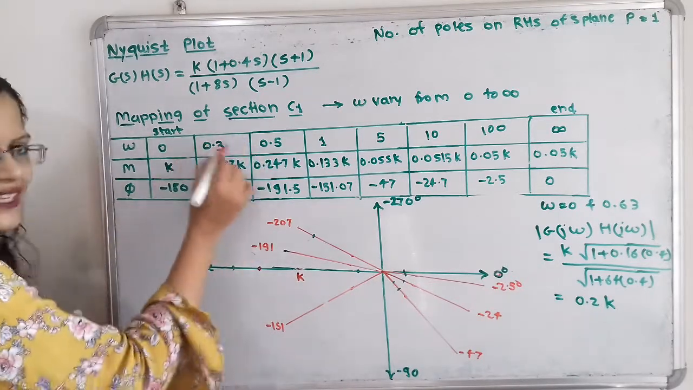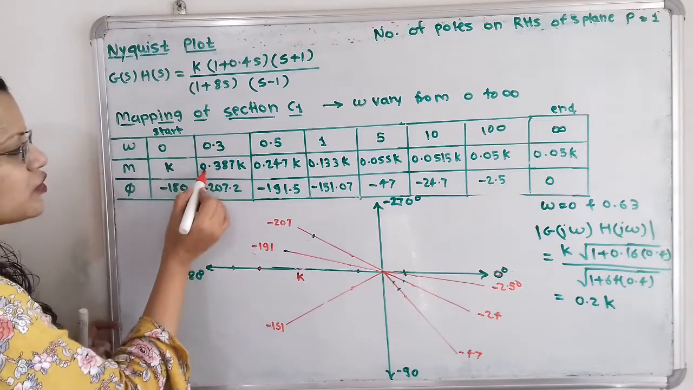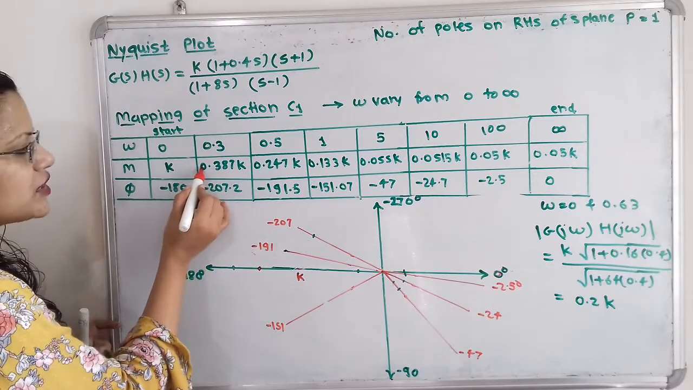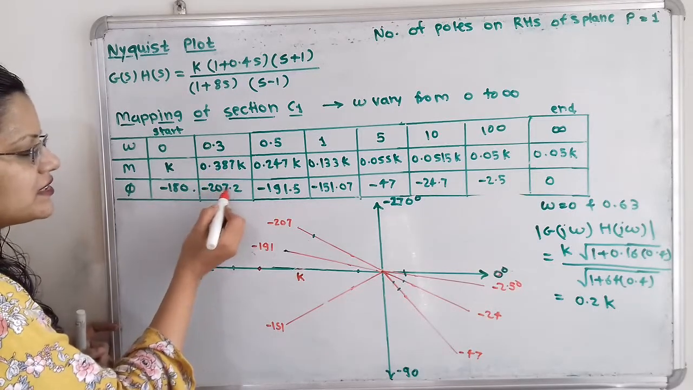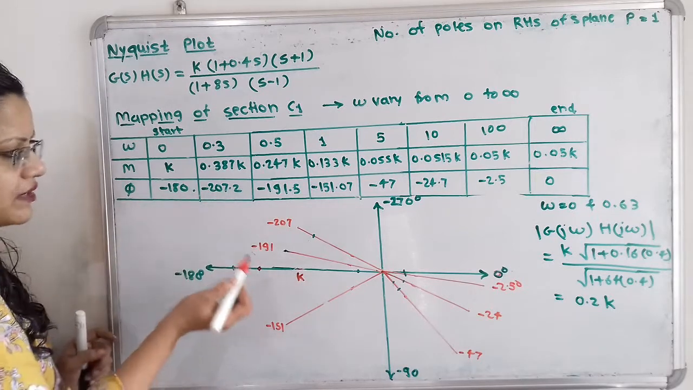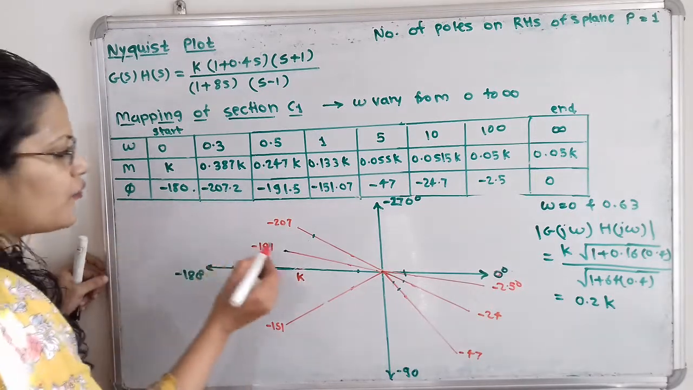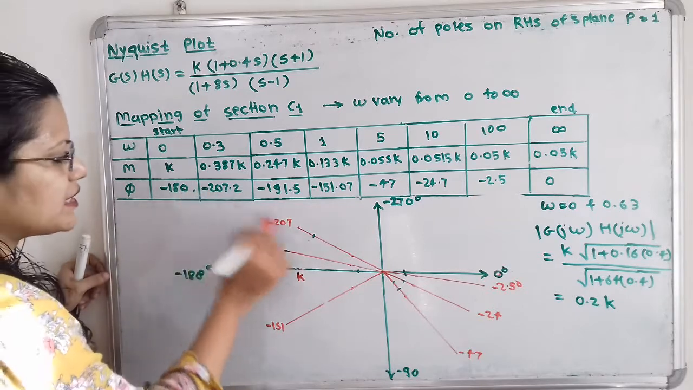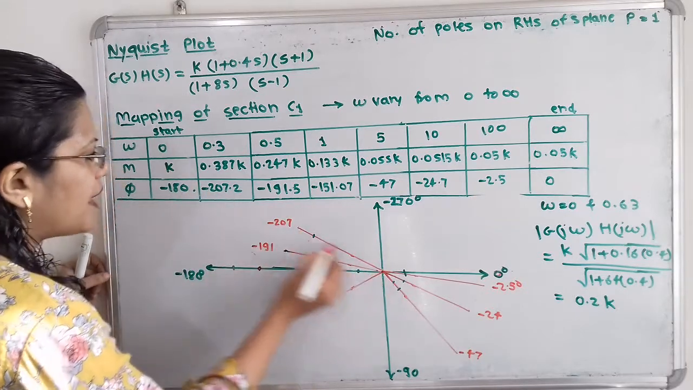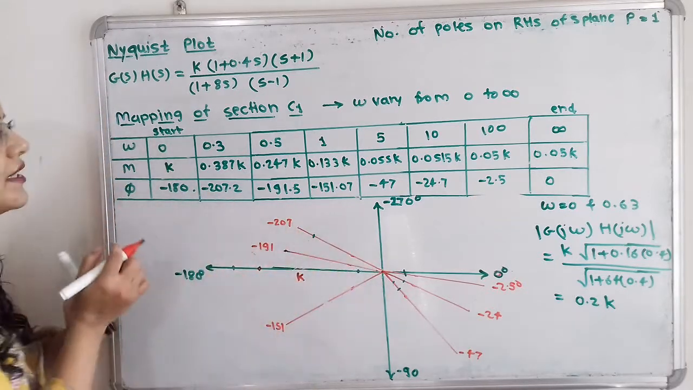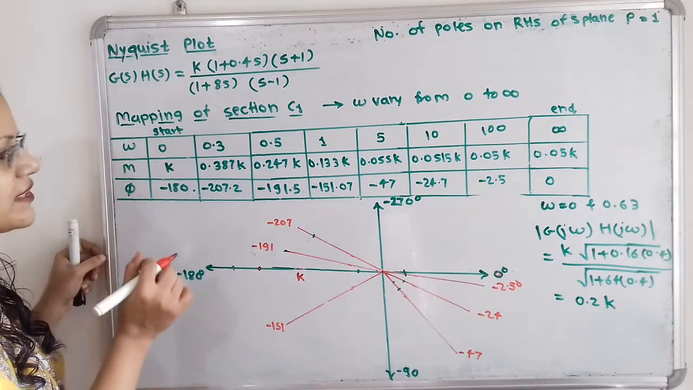Now we will move to the next point. For omega 0.3, the magnitude is 0.387 and the angle is minus 207 degree. For this minus 207 degree, this is the angle, and for this we have to select the particular magnitude. So what is the magnitude here?